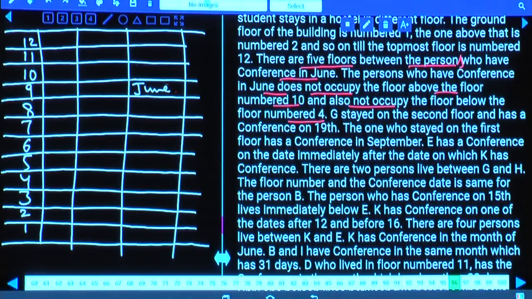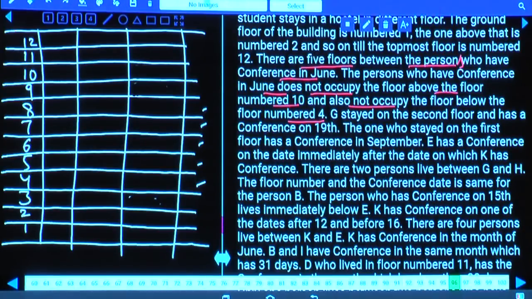If June is on the 9th, then 5 floors, 1, 2, 3, 4, 5, then another June must be on the 3rd, which is not at all possible, because it is lesser than 4, below this 4. Hence, June cannot be on the 9th. Here he is talking about it cannot be more than this 10. He is not talking about whether it can be on the 10th or not, isn't it? Hence, what is the only possibility here? And he is not saying that June cannot be on the 10th floor.